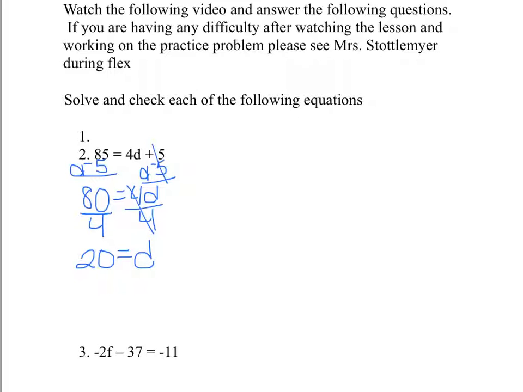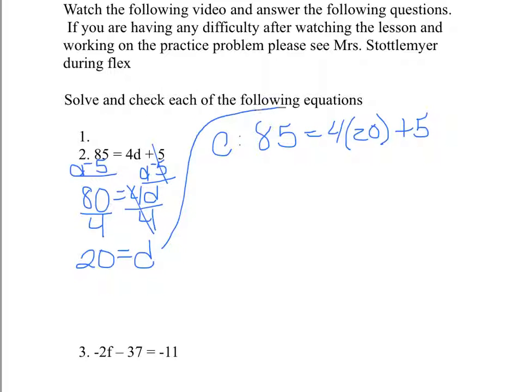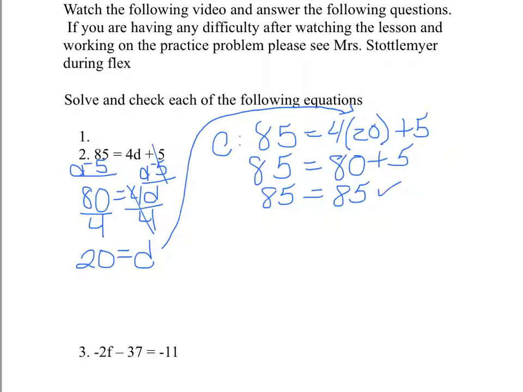I would like you to check each of these equations. I'm not necessarily going to go through each check, but I will show you a check for this first problem just so you remember how to do it. 85 equals 4 times 20 plus 5. Everywhere I see the variable in the original problem, I'm going to stick in my answer of 20. Now I'm going to follow order of operations. So 4 times 20 is 80 plus 5. So 85 equals 85. You want the two numbers at the very end to match. If they don't, then that means you did something wrong somewhere along the way.